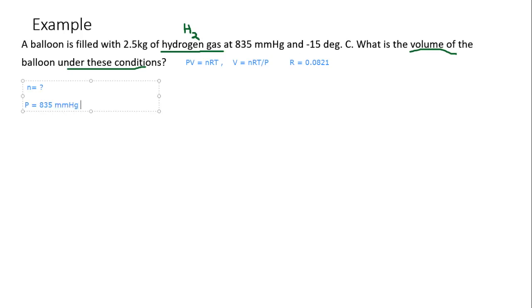We're going to convert this to atmospheres by dividing by 760. And by the way, when you do this conversion, please don't round too much. Take quite a few significant figures, because if you round too much, it could cause significant error in your answer. Temperature is negative 15 degrees C. We've got to convert this to Kelvin. We get 258.15 Kelvin.